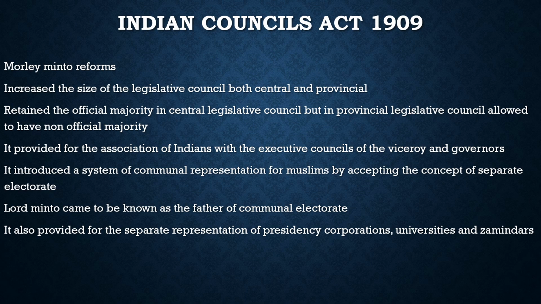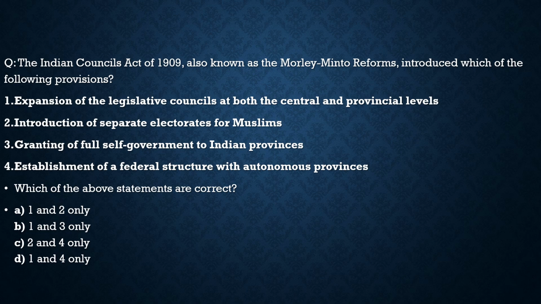Now let us see how the UPSC can form a question from this. There are different ways UPSC can ask prelims questions on this topic. Here the question says: the Indian Councils Act of 1909, also known as the Morley-Minto Reform, introduced which of the following provisions? The first, expansion of the legislative councils at both the central and provincial level, 100% correct. At the central level it was increased from 16 to 60 members, and at the provincial level it was not uniform. Second, introduction of separate electorate for Muslims, 100% correct.